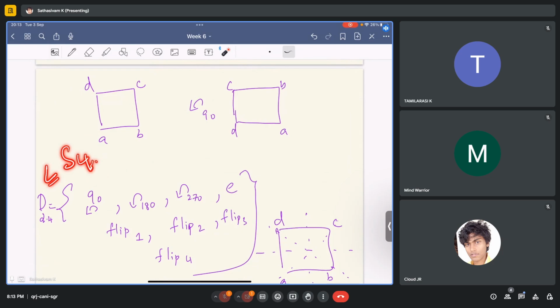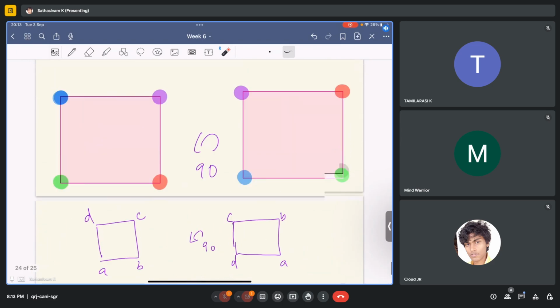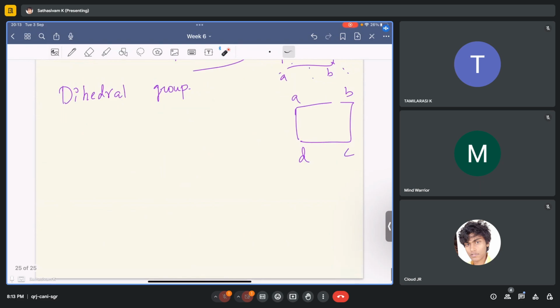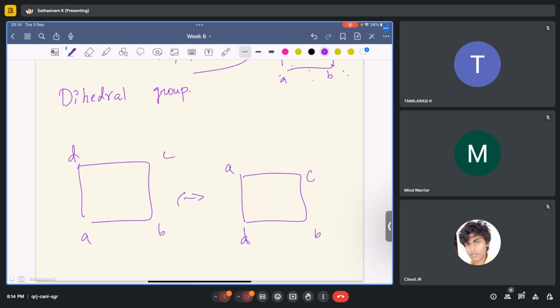You can see it. But the question is, does every permutation give you an element of the dihedral group? For example, let's say I draw something like this. I have A, B, C, D, but now I permute A and D alone. So D here and A here, B, C remain the same. Now, is this an element of the dihedral group? It is not, because you are taking the square out and trying to put it back inside, and you cannot put it back this way.